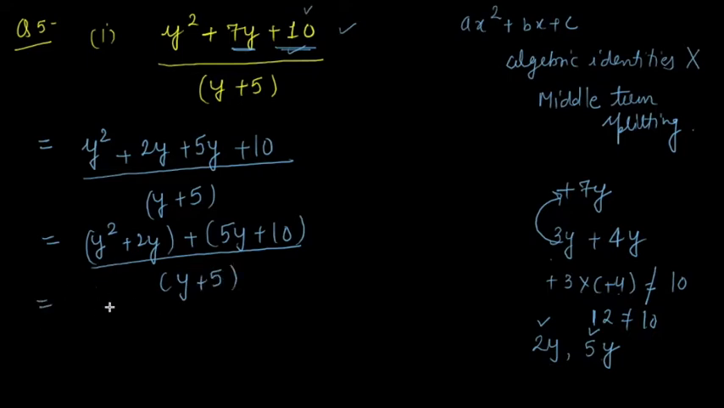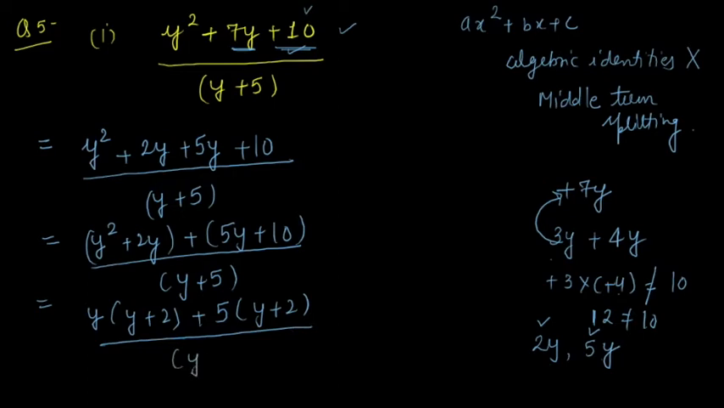Let's see what is common here. Y can be taken common. You are left with y plus 2 in this bracket, y plus 2 and y plus 5. So we have done the middle term splitting method to get the solution of this question. Now y plus 2 can be common, y plus 5, in the denominator we have y plus 5. This is cancelled. My answer is y plus 2.